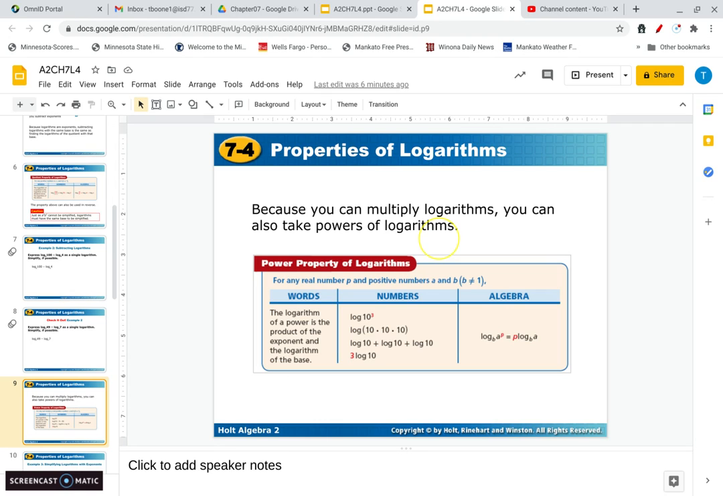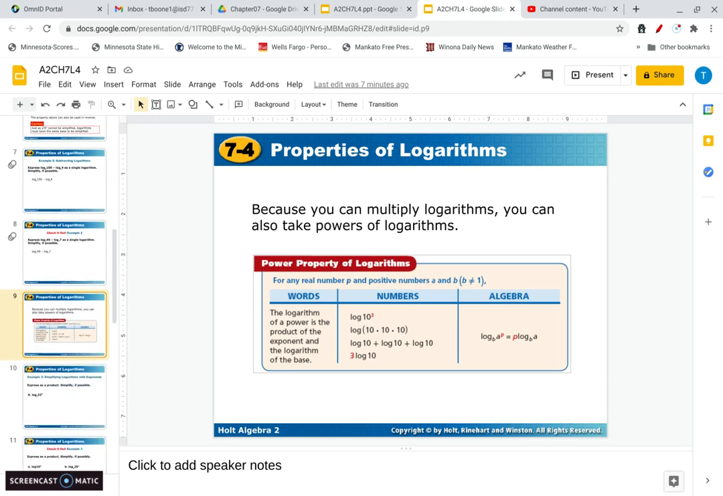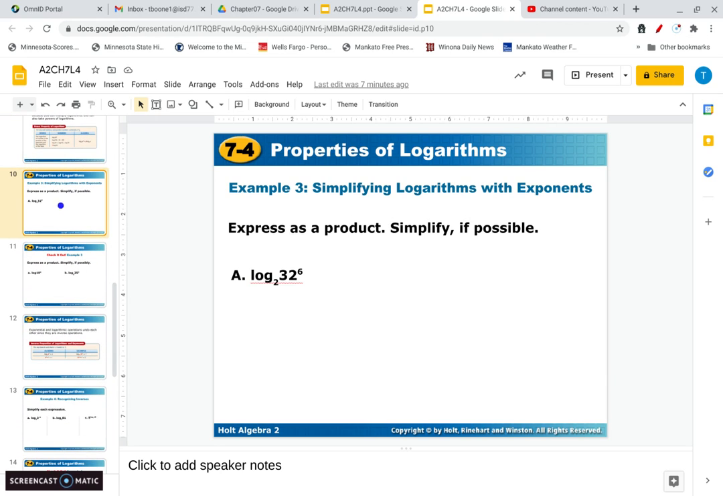All right, so here's another one. This one is kind of a really good property here. When you have a log with an exponent, you can bring that exponent out front. Okay, so right here is what we're looking at. That's going to be a really key one in solving as we move forward here. So let's take a look at a problem or two that has that.